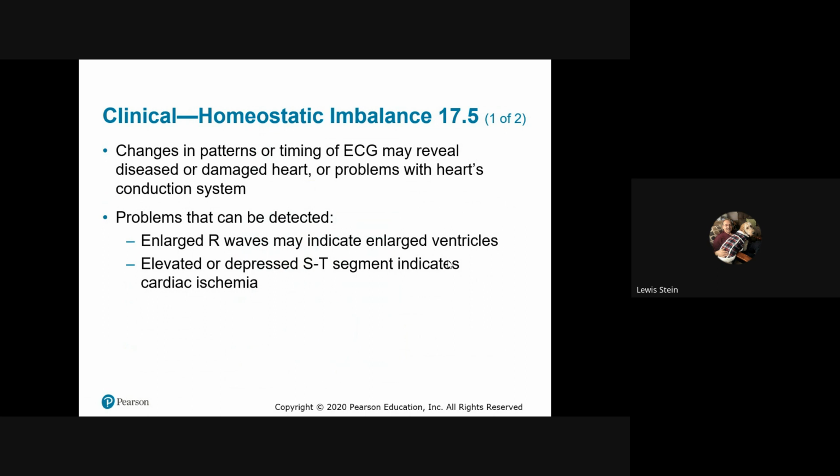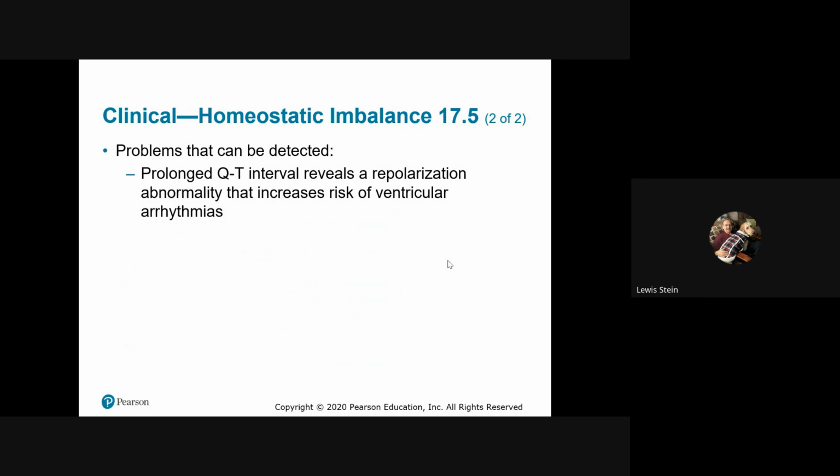R waves, again, enlarged ventricles with an enlarged heart. Elevated or depressed STs usually point to blood supply issues and very often to damage. QT intervals, repolarization abnormality, again, you begin to look at that. Maybe again, if that's too wide, like I said, now we're starting to see some significant areas that might be down the road and arrhythmia could develop.